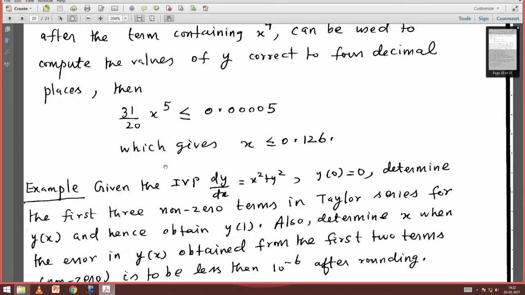Then one can also compute the solution by taking the step size to be smaller and smaller. Here we have taken h to be 0.1 and then evaluated the solution at 0.1 by using different Taylor series methods, namely Taylor series method of order 2, order 3, order 4 and so on, and then we stopped only when the desired degree of accuracy was attained.